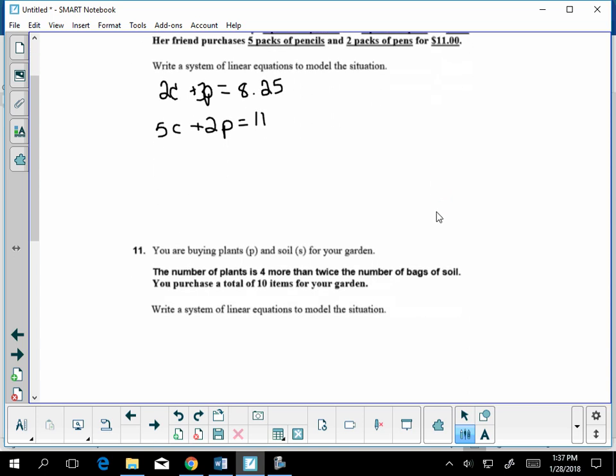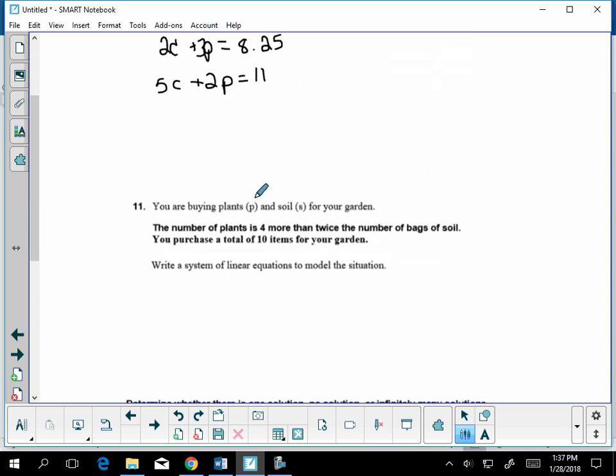Let's do another one. You're buying plants, P, and soil, S. And I'll tell you right now, whenever I use S for a variable, I like to use the cursive S because my S's look too much like 5s. So if you see that with my handwriting, that's an S. The number of plants is 4 more than twice the number of bags of soil. You purchase a total of 10 items for your garden.